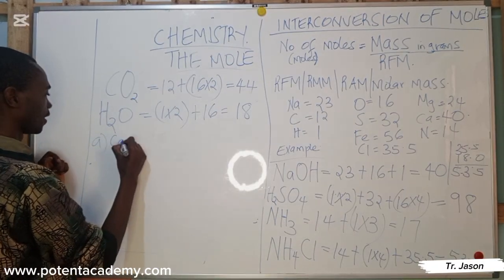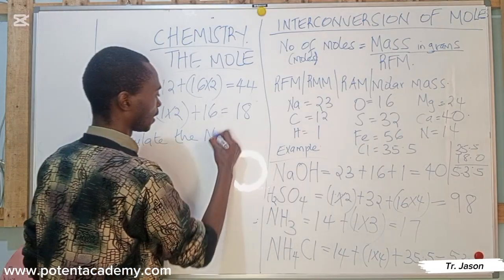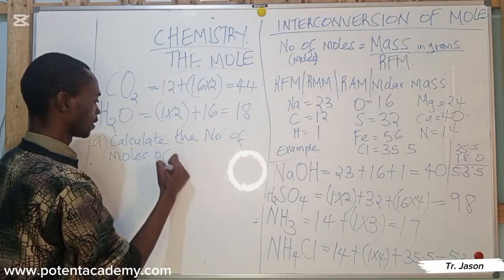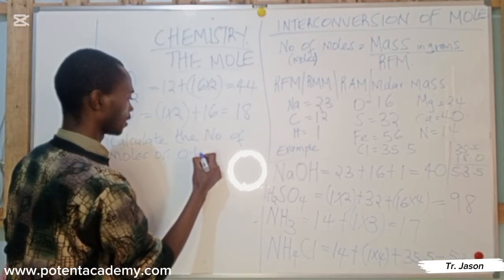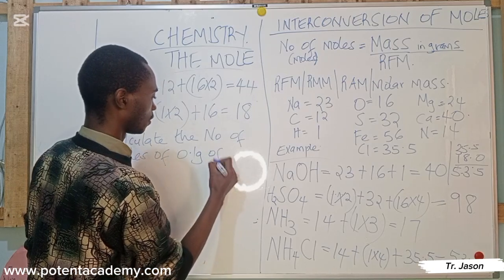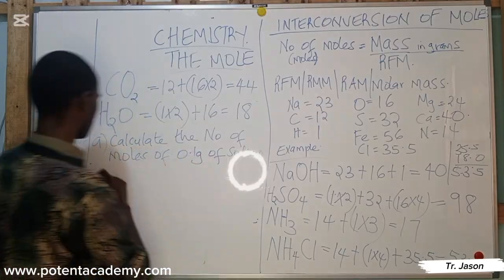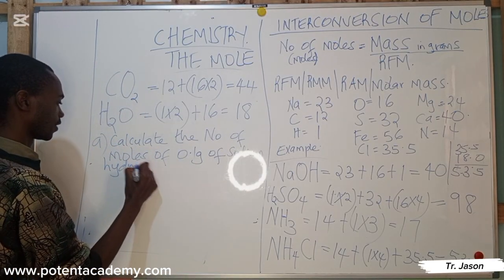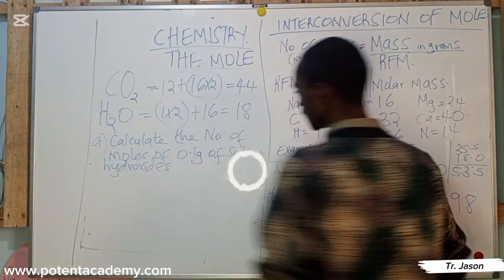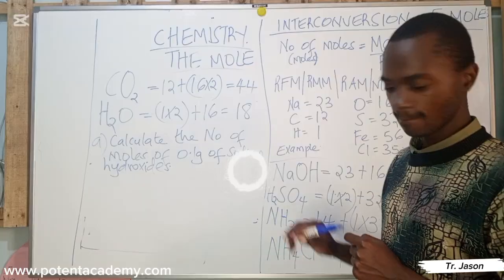Part A. Calculate the number of moles of 0.1 grams of sodium hydroxide.